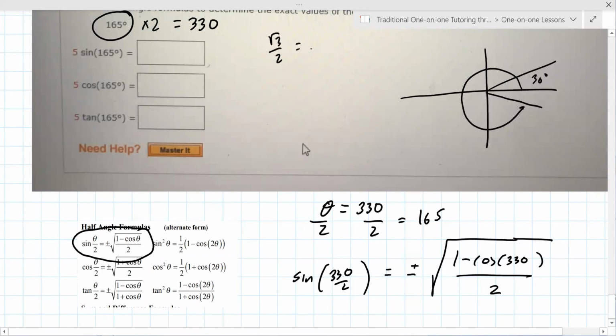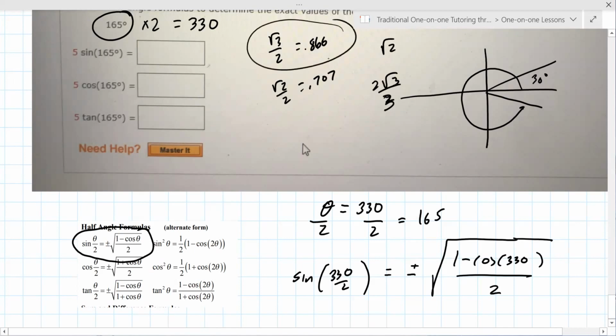So root 3 over 2 is 0.866. Root 2 over 2 is 0.707. You might even want to learn root 3 over 2... sorry, 2 over root 3. There's a few others to remember, but that'll help save you from having to do it by hand. If you don't want to memorize the unit circle, you can memorize what their decimal equivalents convert to.